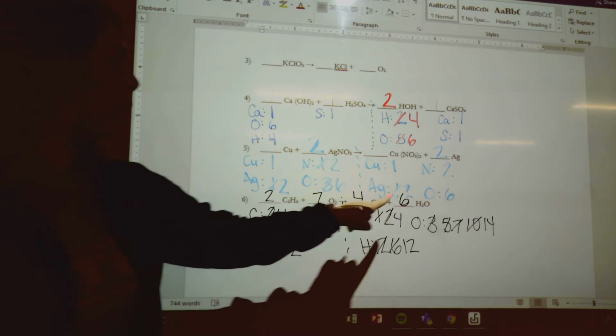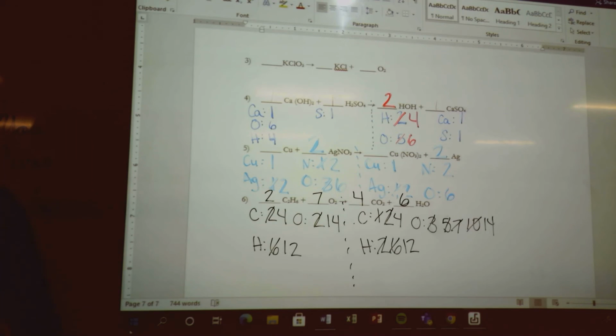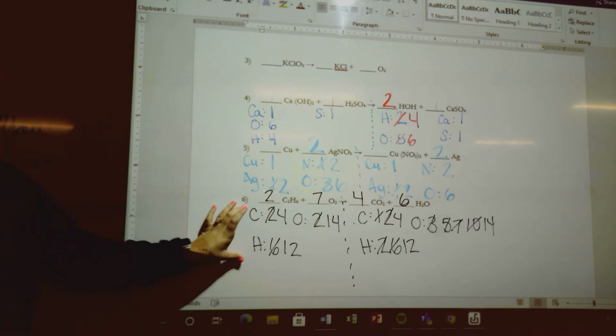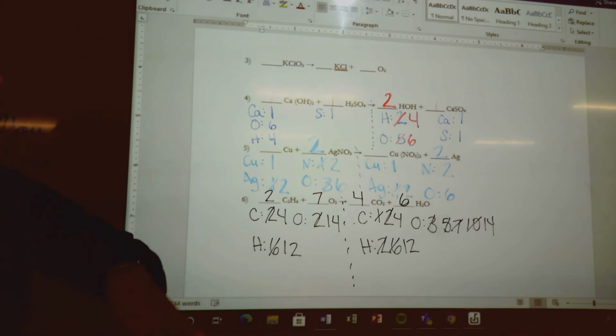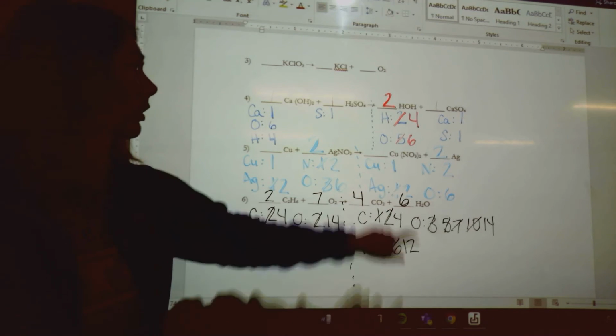So 2, 7, 4, 6. I don't even know how I got that with going completely backwards from what you did. There are a million ways to do these. Like a million. Which is why if your work down here does not match mine, don't worry about it. It's all about these numbers. Alright?